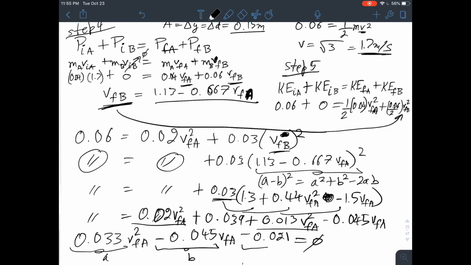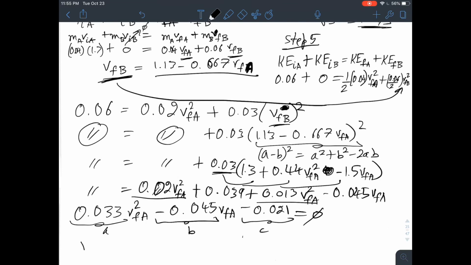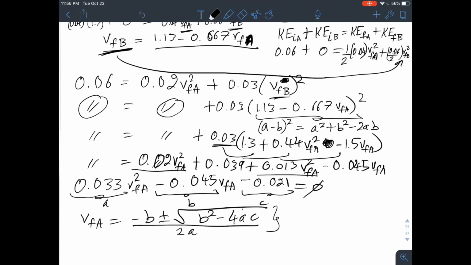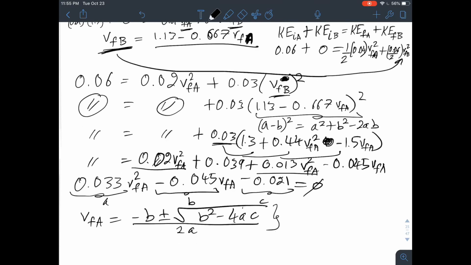equation with A, B, and C, and you can just say, oh, I'm going to solve for VF of A by using this quadratic equation, which you may not remember. If you don't, unfortunately or fortunately, you should commit this to memory and become a better student at both math and physics. And when you solve it, the fun thing is you'll end up with two answers. One of the answers will be 1.7 and the other answer will be negative 0.36.